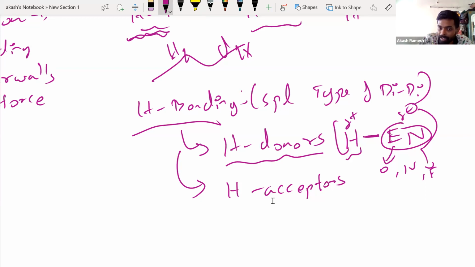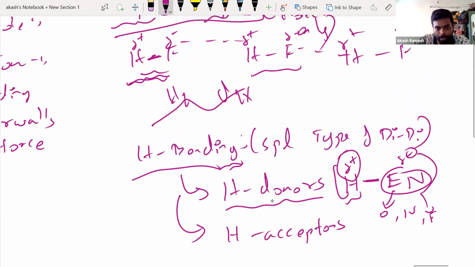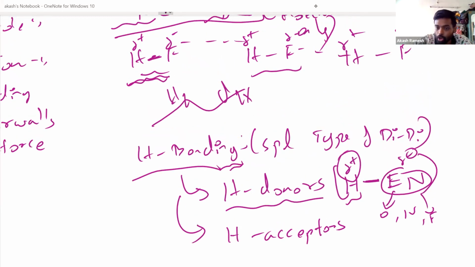Now, for this kind of dipole-dipole interaction to be considered hydrogen bonding, there should be some minimum value of del plus, say for example 5. There should be a minimum value of 5 for it to be considered hydrogen bonding. If it is less than 5, it will go under the category of dipole-dipole interaction again. So chlorine is not able to produce that much del plus to be called hydrogen bonding. So it goes into the category of dipole-dipole interaction. Do you get the point?